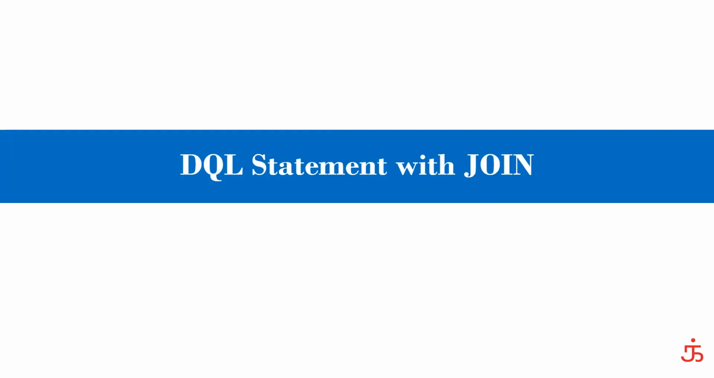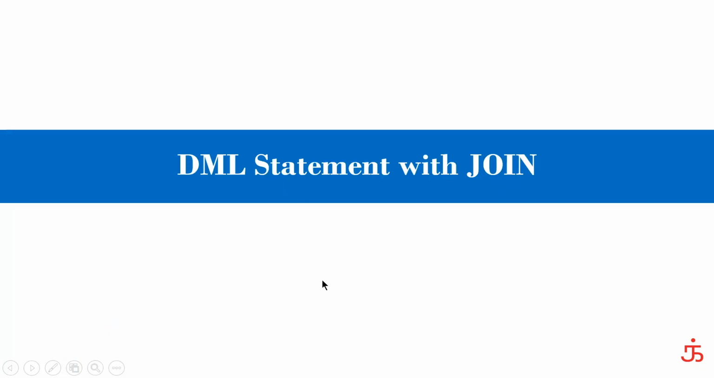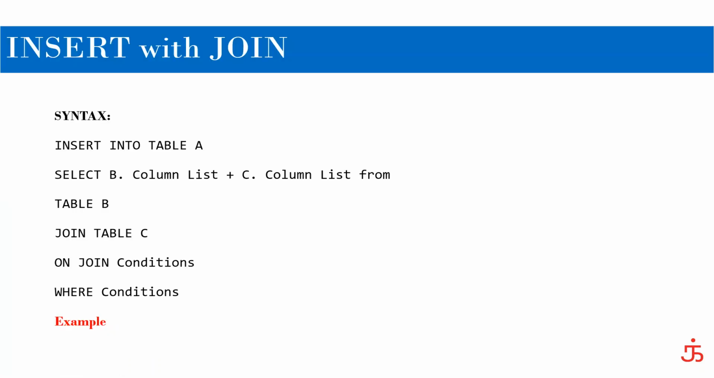Now we are going to learn about DQL statements with join. We can use table alias that we have seen, and inner join, left join, full join. I think all these examples we have seen. We have seen join condition versus where condition, full join, and the cross join example. Now we are moving to DML statements with join. DML statements are primarily for inserting. So how do you insert data based on a second table and a third table?